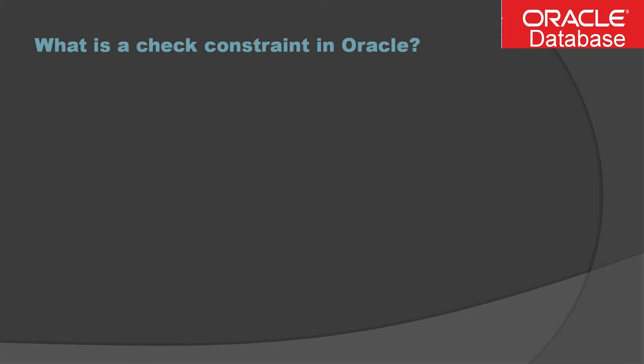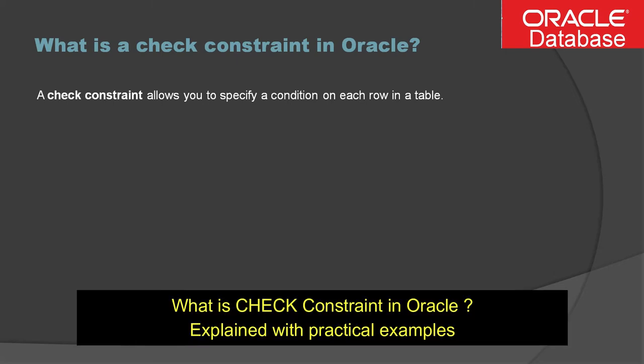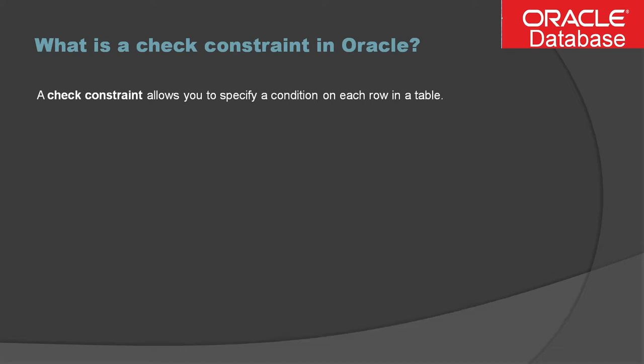What is a check constraint in Oracle or any database basically? A check constraint allows you to specify a condition on each row in a table. So basically we specify some condition. If that condition is true, then only Oracle or any other database will allow entering rows in the database table.